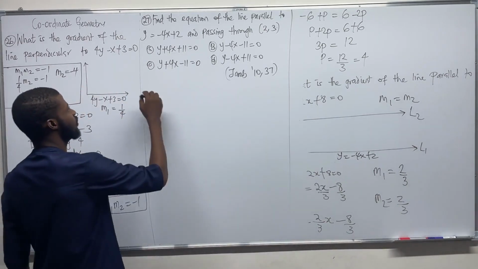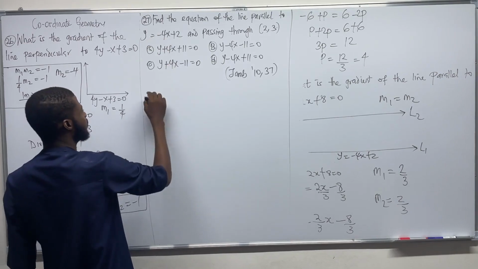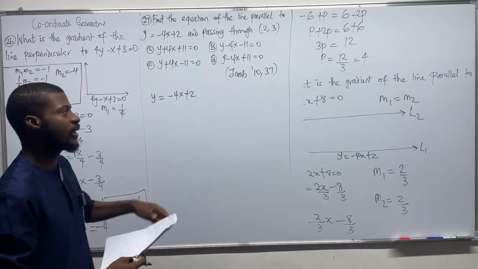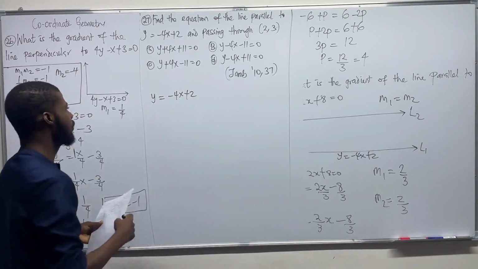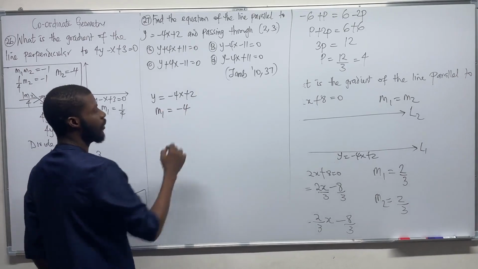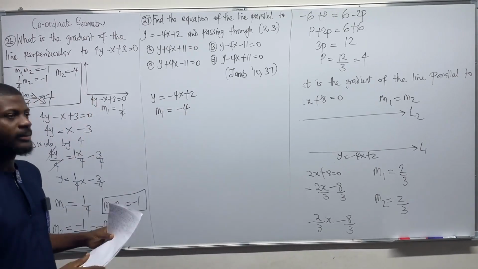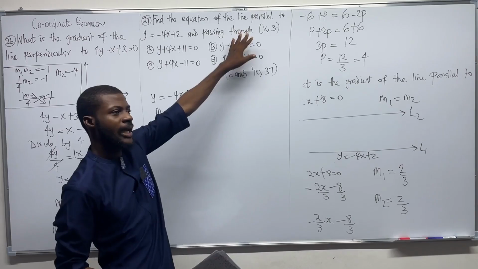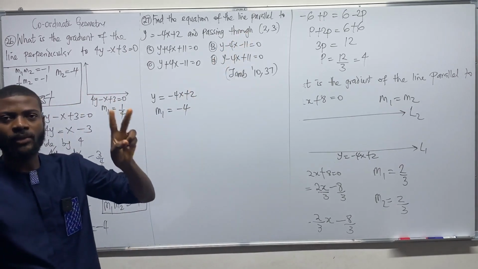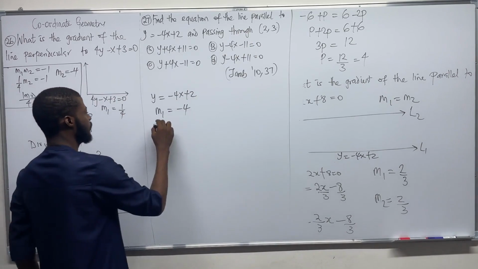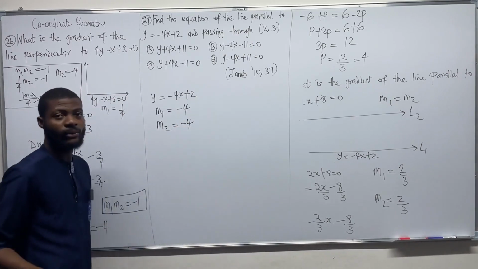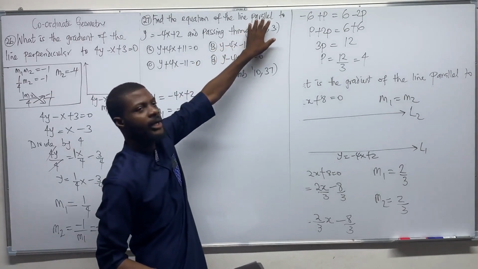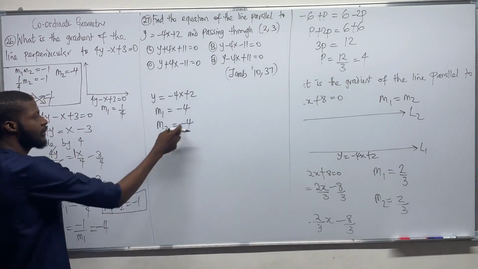The first thing we have to know is, let us find the gradient using this very line. So y is equal to minus 4x plus 2. What will become m1? Because y is already the subject, m1 is equal to minus 4. However, what will become our m2? Because anytime we're talking about parallel or perpendicular lines, we're always going to have two gradients. So m2 is equal to minus 4 also, because the gradients are always equal if the lines are parallel. So the gradients are going to be minus 4, which is easy.